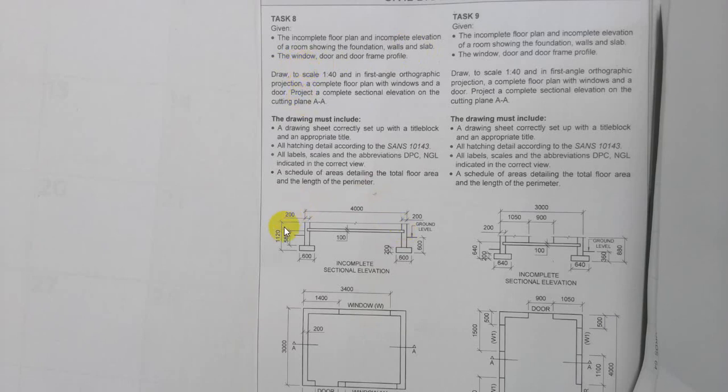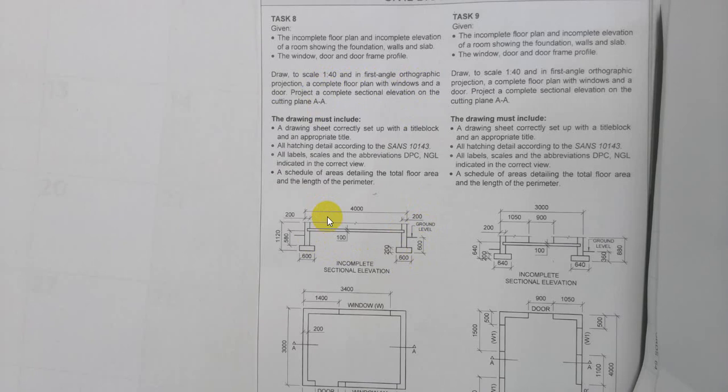So we have this sectional elevation with walls, with foundation. They're showing us the ground level, and they're showing us the slab foundation, which is all incomplete. They are showing us the floor plan, the position of the window with the code W, the position of the door, as well as the walls, of course, with the cutting plane. Now we need to draw this to a scale of 1:40 in first angle orthographic projection. Every dimension that is given to us here must be divided by 40. And then we need to complete the floor plan with windows and a door.